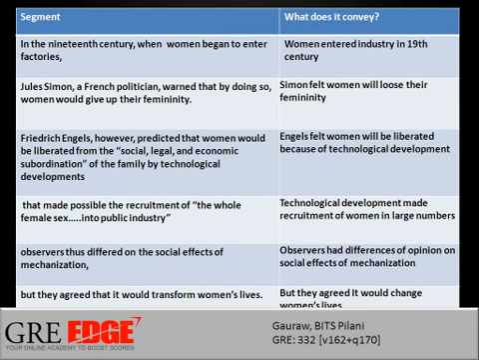Women entered the industry in the 19th century. Simon felt women will lose their femininity. Engels felt women will be liberated because of technological development. Technological developments made the recruitment of women in large numbers. Observers had differences of opinion on the social effects of mechanization, but they agreed it would change women's life. Now tell me guys, how is this method?